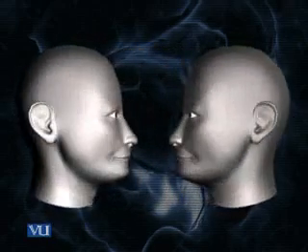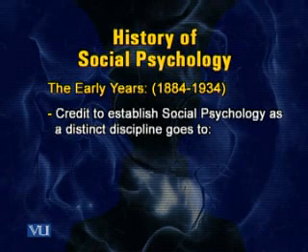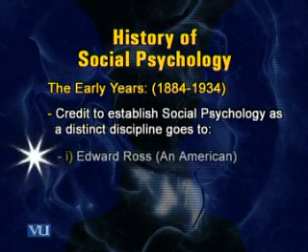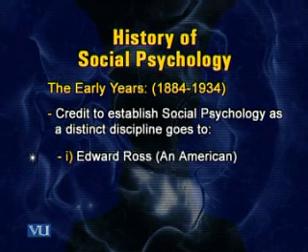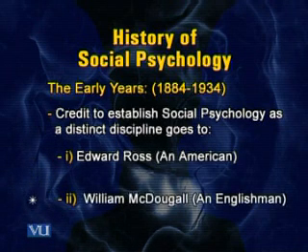However, he did not do anything to make social psychology a distinct and separate discipline from other fields. And this credit goes to two other people. One of them is Edward Ross, who was an American, and the other one is William McDougall, who was English. They both wrote two books separately, in fact, and they were called Social Psychology. So these were perhaps the first books on social psychology, so the credit to introduce social psychology as a separate discipline goes to both of them.